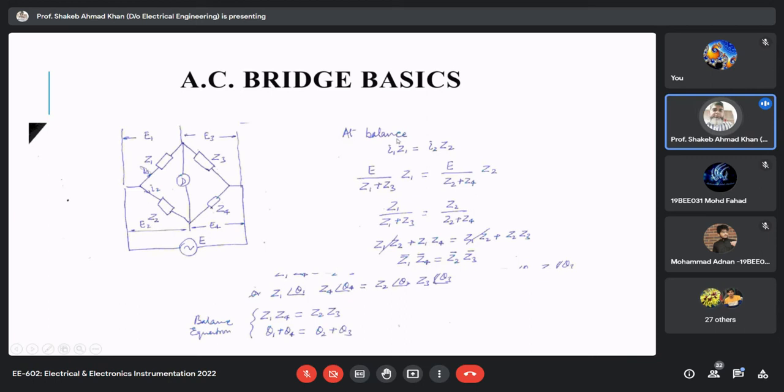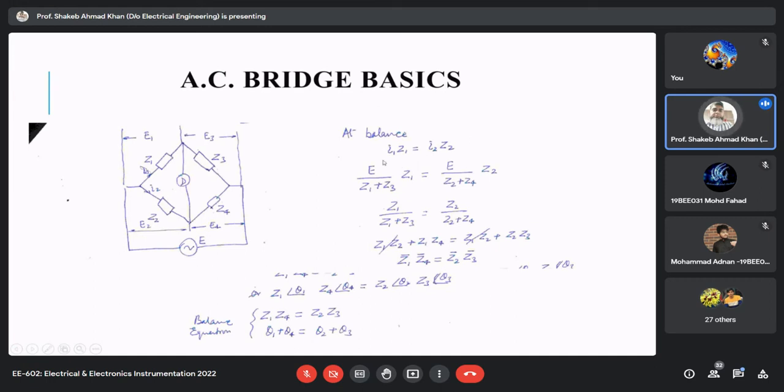So the bridge balance concept remains the same here also, that your bridge will be balanced only when the potential across the detector arm will be equal. So whenever, for whatever set of values of Z1, Z2, Z3, Z4, the potential difference across the detector becomes zero, or the potential of the two arms of the detector terminals becomes equal, then your bridge will be balanced. So under that condition, obviously, I1 into Z1.